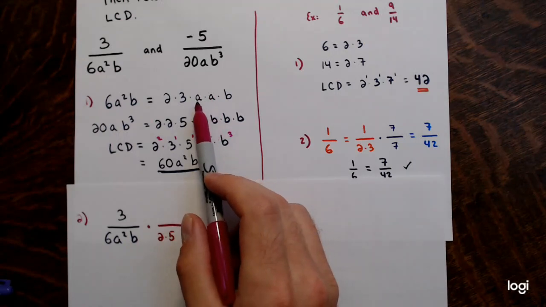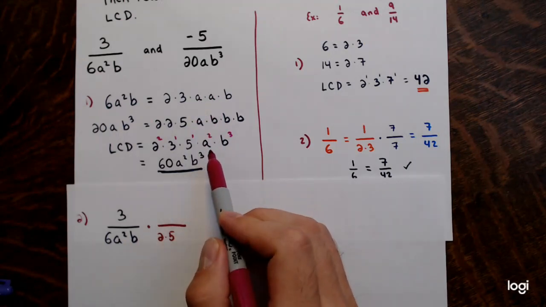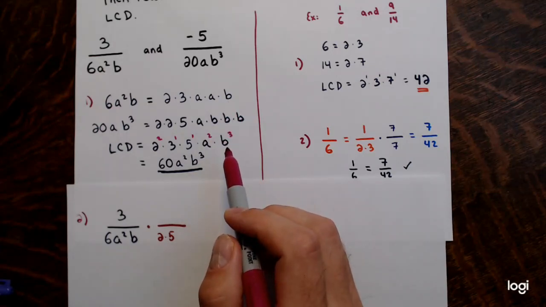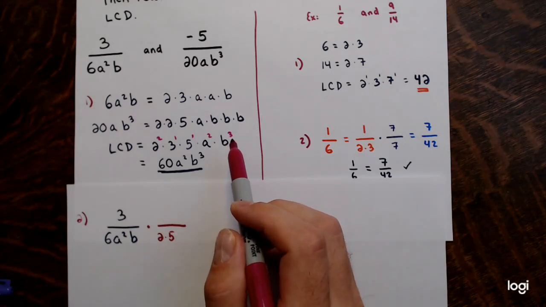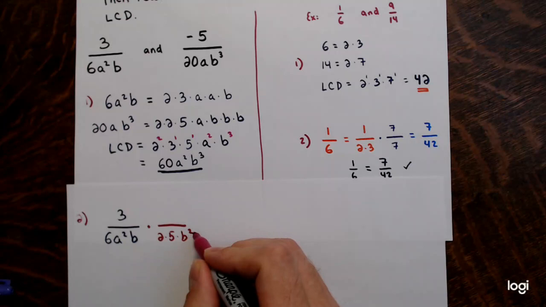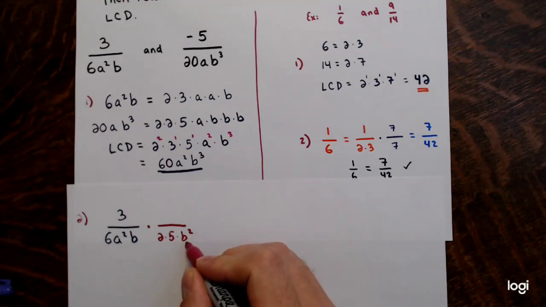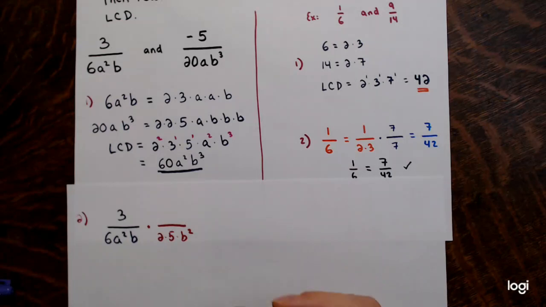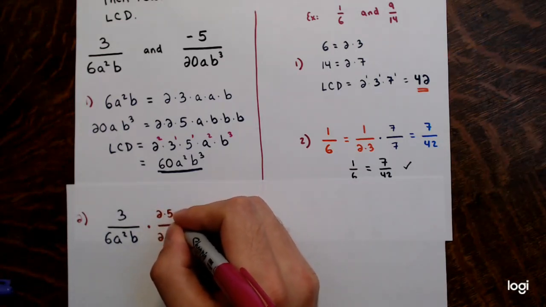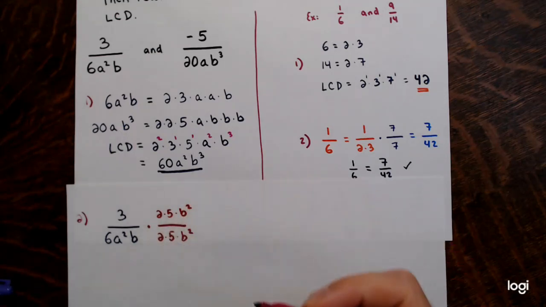This has 2 a's. The LCD has 2 a's, so I'm not missing any a's. This has 1 b. The LCD has 3 factors of b. So I'm missing b squared, or 2 factors of b. You could write times b or times b squared like I have here. And I'm going to do the same thing to the numerator: times 2 times 5 times b squared.